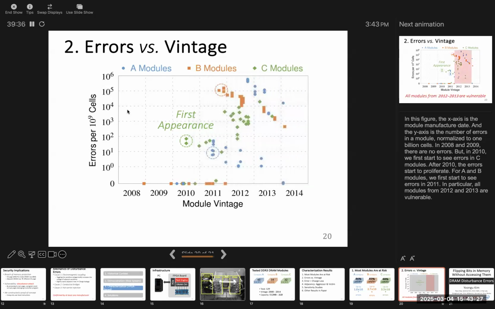And then from that point onwards, what you see is that the number of errors they were able to induce per 10⁻⁹ cells starts increasing. And for all three manufacturers, yes.